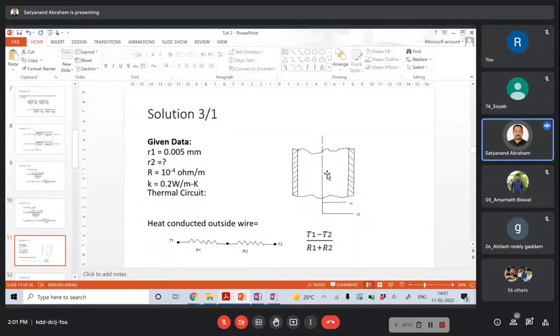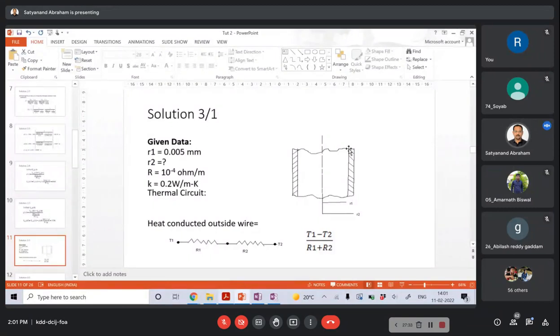So first of all, where will this maximum temperature come? At the radius R1 or R2? Where is this maximum temperature coming, at the insulation inner surface or outer surface? Inner one, sir. Inner one.